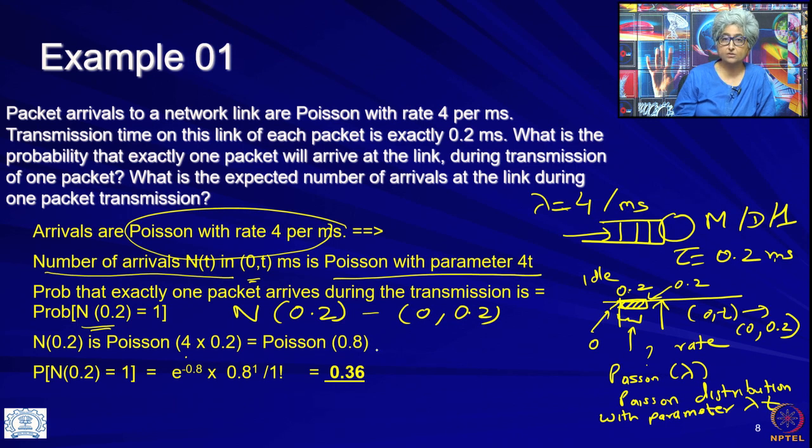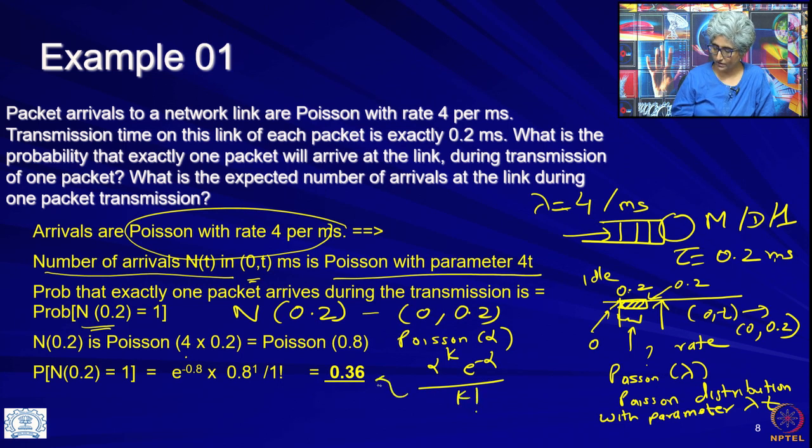Remember, if a random variable is Poisson alpha, then the probability that the random variable takes the value k is alpha raised to k, times e to the minus alpha, divided by k factorial. That is all that we are saying here. Our alpha is 0.8, and the k that we are trying to calculate for is 1. So we have 0.8 raised to 1, which is alpha to the k, e raised to minus 0.8 is this part, and 1 factorial, and this calculation turns out to be 0.36. Just an example to show what Poisson arrivals mean.